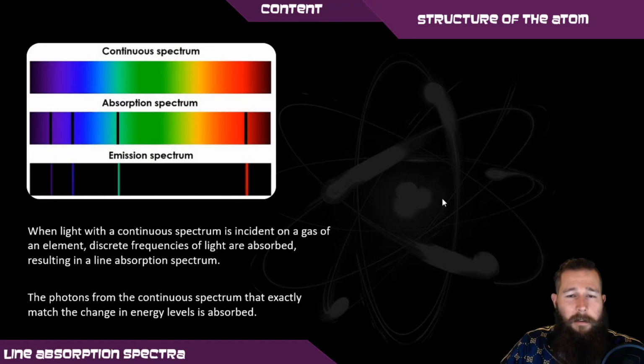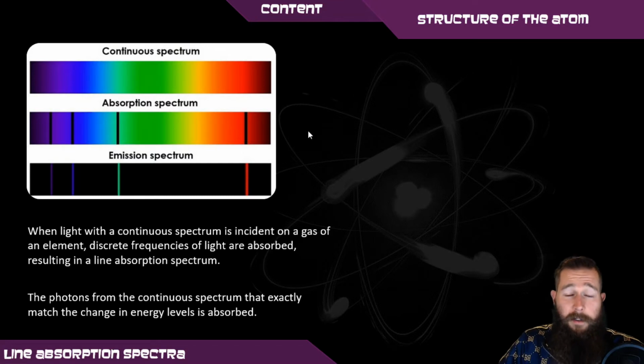The bottom image here shows the emission spectrum. This particular case is hydrogen, where when the element is in a gaseous state at a higher energy level, the electrons return to the ground state and release photons. These photons are of very specific energy levels and are unique to the elements.